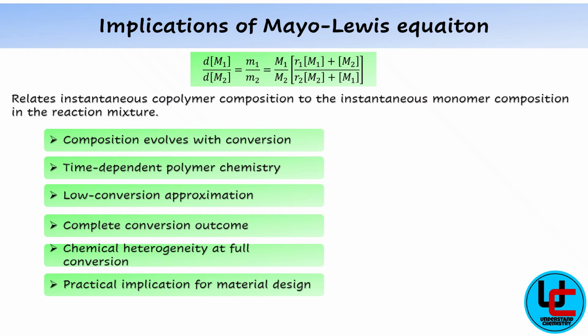Some chains are rich in A and others are rich in B, and some may lie somewhere in between. This heterogeneity can influence mechanical properties, phase behavior, and even processing performance, which brings us to the practical implication for material design. If your goal is to produce a copolymer with specific composition or uniform properties, you must control both the feed strategy and the extent of conversion.